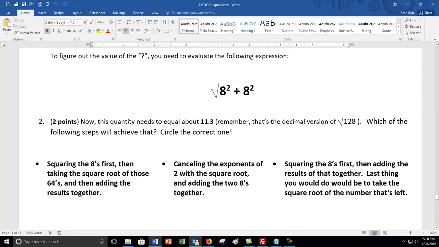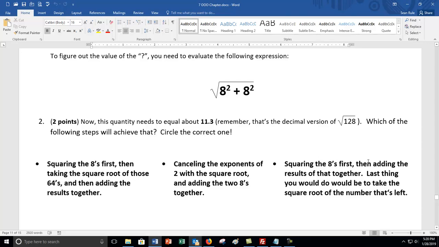So let's look at this first one. Squaring the 8's first, then taking the square root of those 64s, then adding the results together. Let's do the squaring. 8 times 8 is 64, 8 times 8 is 64. Taking the square root of those 64s would knock it back down to 8. 8 plus 8 is 16. Well, that doesn't work. We can't use that one, because that equals 16. Canceling the exponents of 2 with the square root, then adding the 2 eighths, that also doesn't work. That also is going to give you 16.